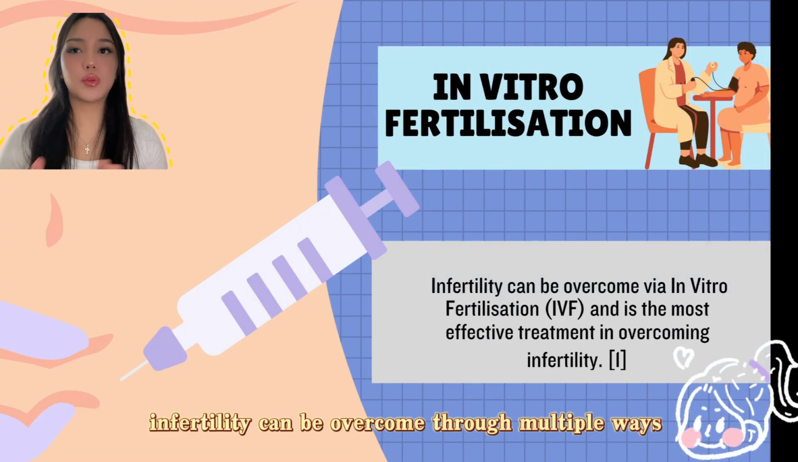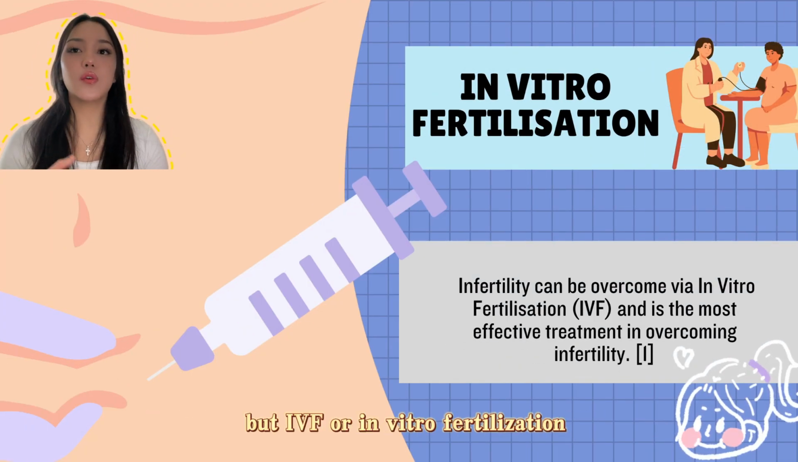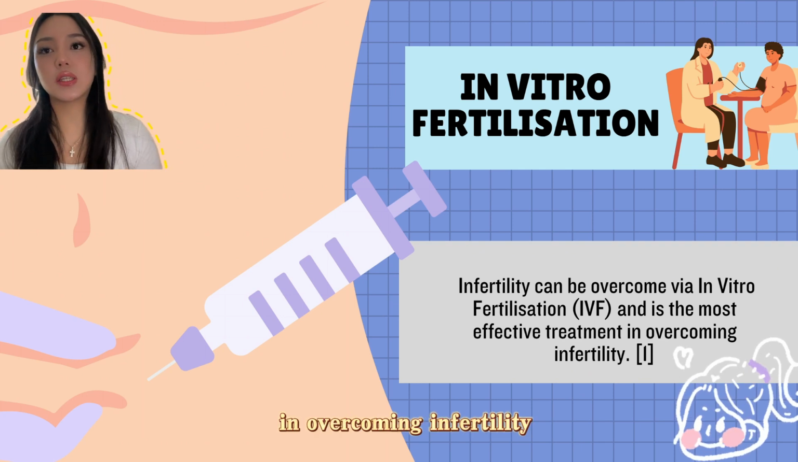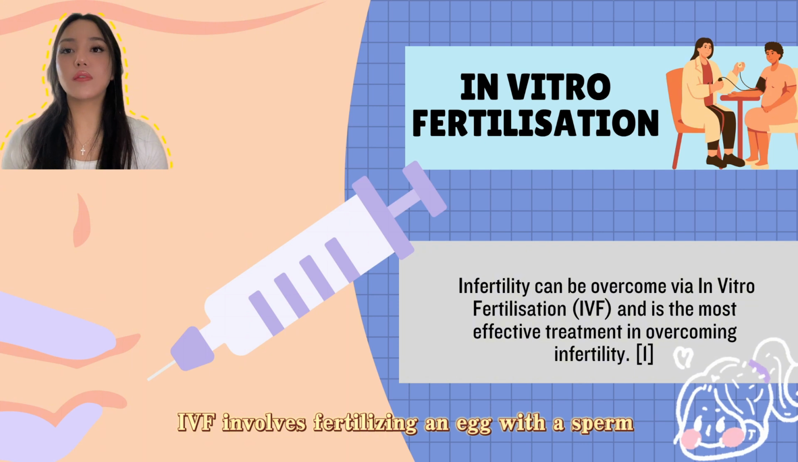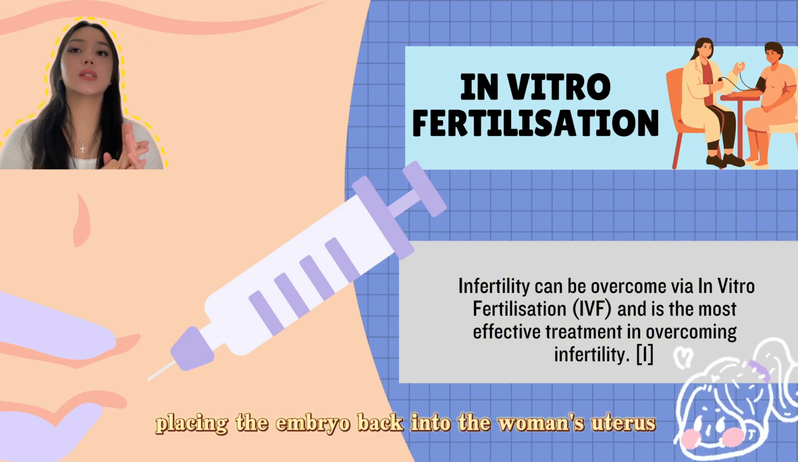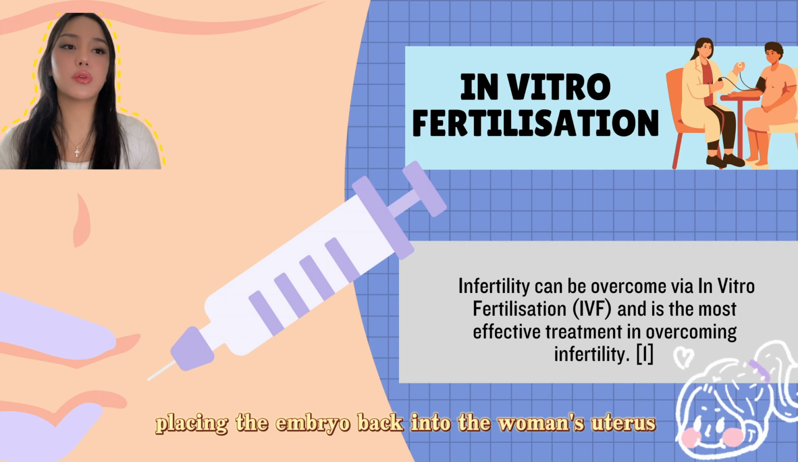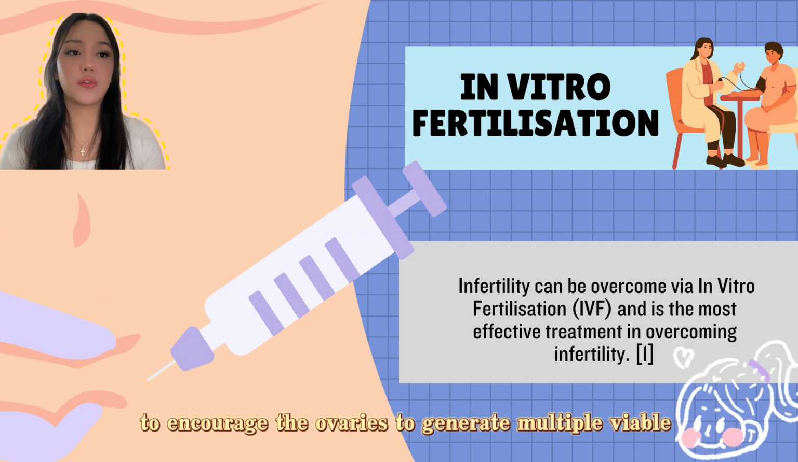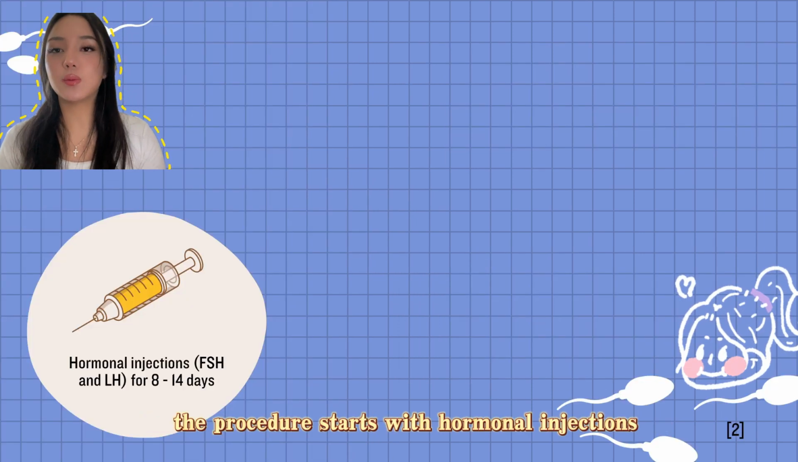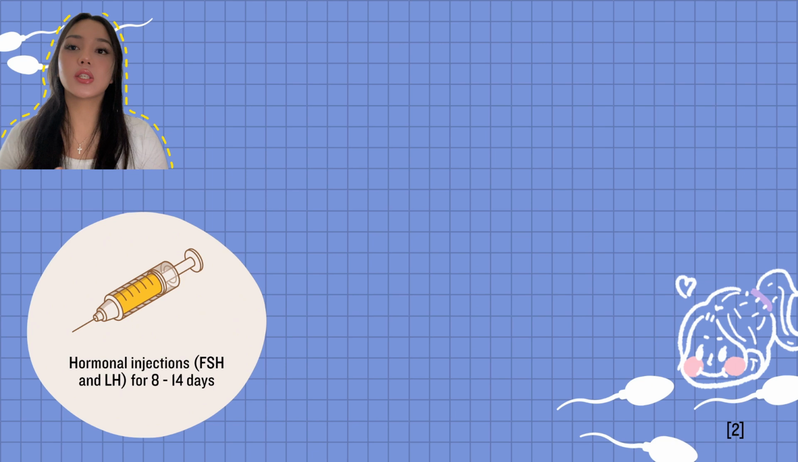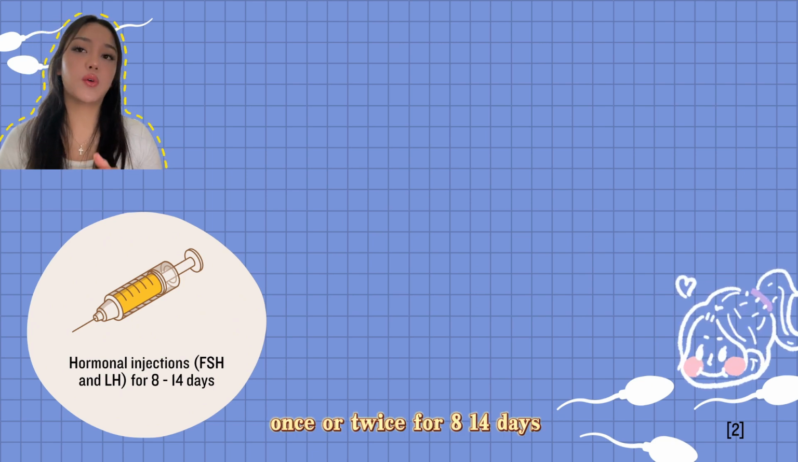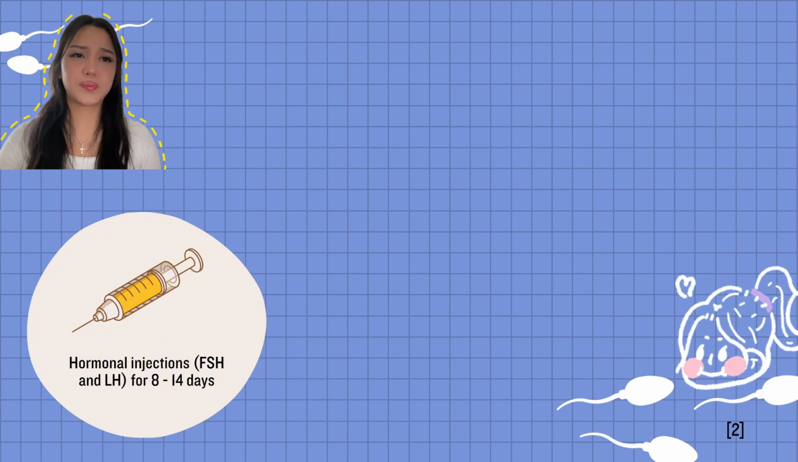Infertility can be overcome through multiple ways, but IVF, or in vitro fertilization, is the most effective treatment in overcoming infertility. IVF involves fertilizing an egg with a sperm in a lab dish and then placing the embryo back into the woman's uterus. Now, to encourage the ovaries to generate multiple viable mature eggs, the procedure starts with hormonal injections such as FSH and LH every day, once or twice for 8 to 14 days.